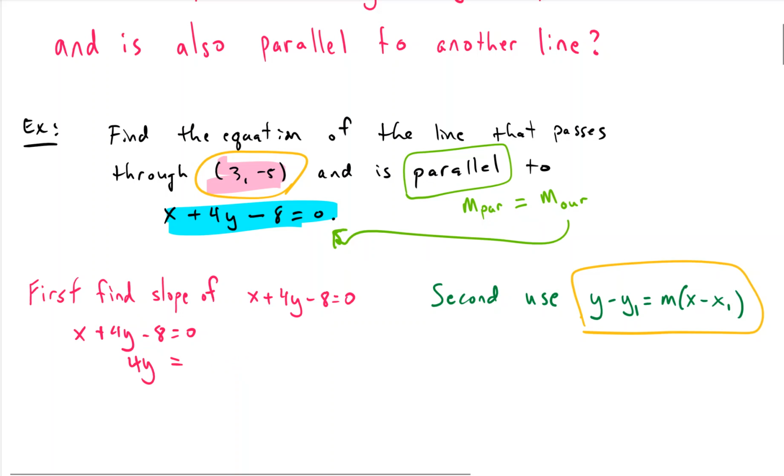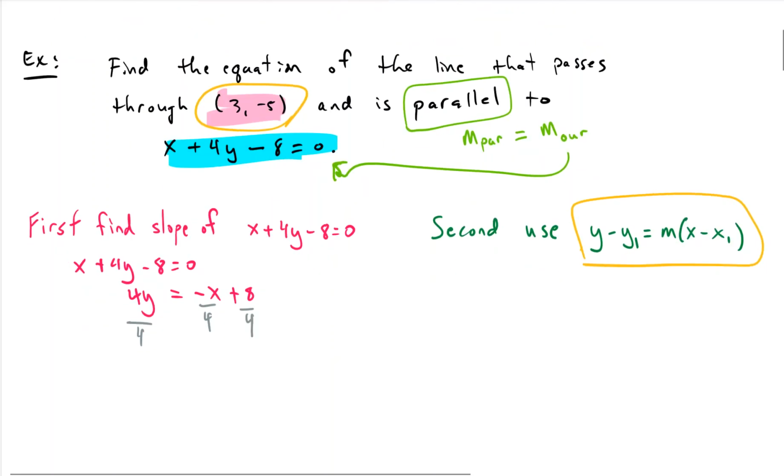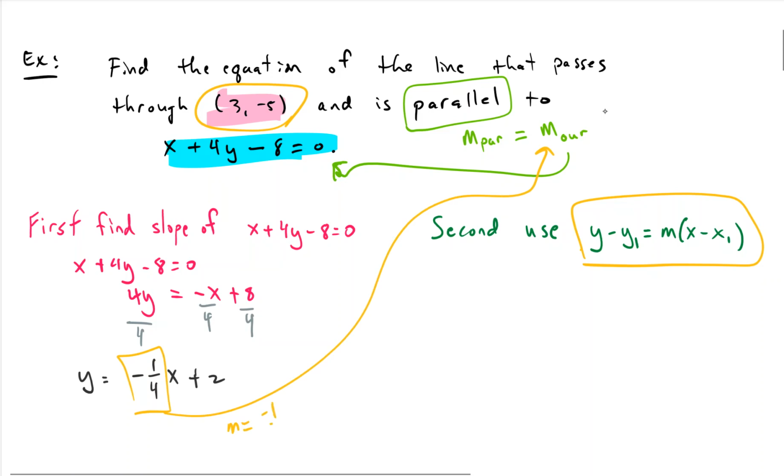That looks kind of terrible. Let me rewrite that. And then if we divide everything by 4, we get y equals negative 1/4 x plus 2. So this tells us what the slope is of our equation, which, by the way, is that one. So our m equals negative 1/4.